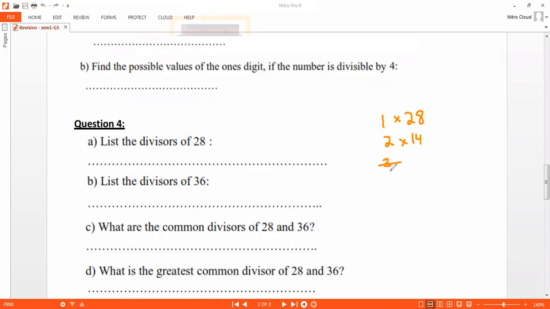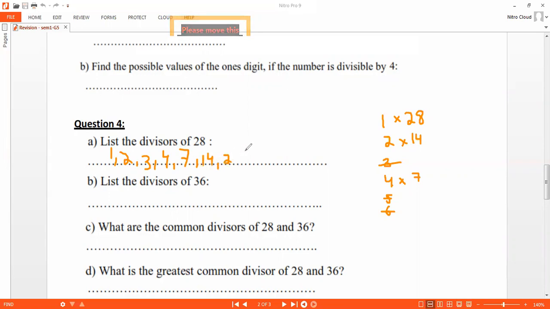No. I continue to 4. It's 4 times 7. 28 is not divisible by 5, and it's not divisible by 6. And for the 7, it's already written, so we stop. And we arrange them from the smallest to the greatest: 1, 2, 3, 4, 7, 14, and 28.